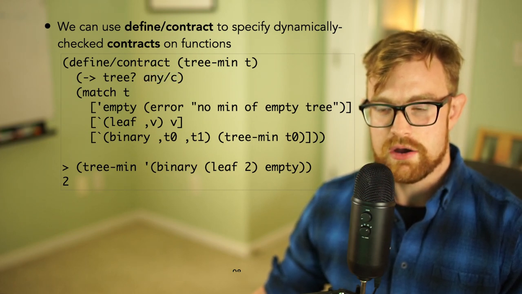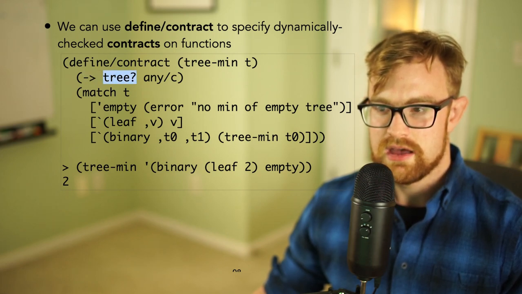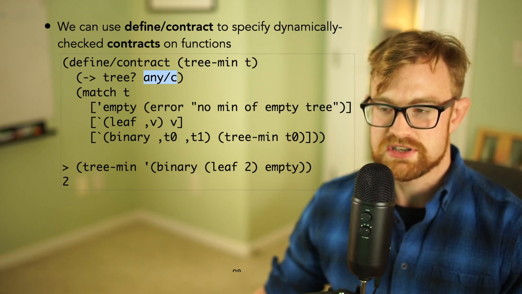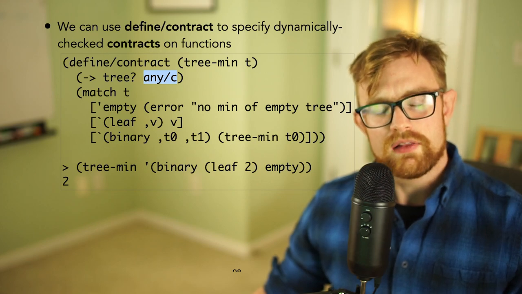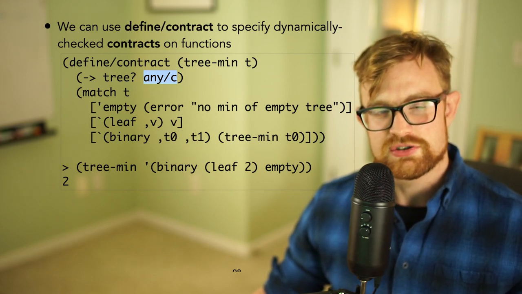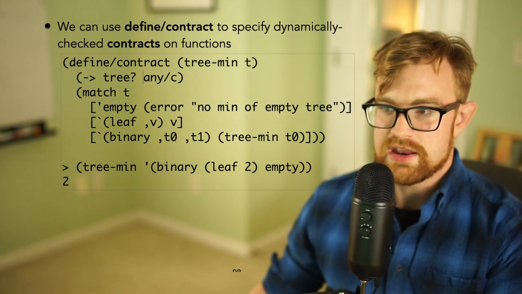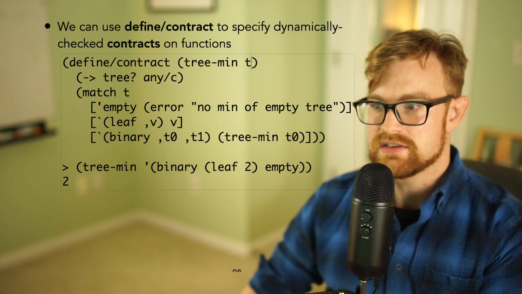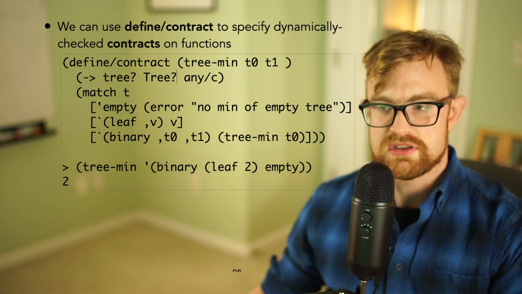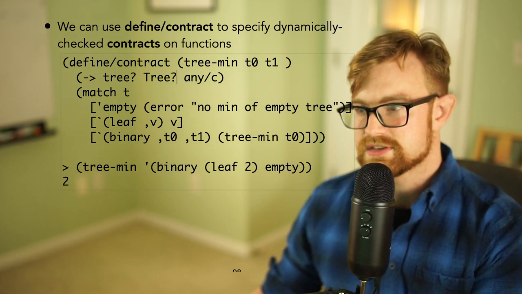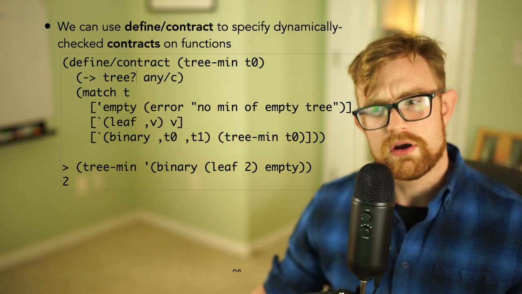Note, I use this arrow constructor here to say I've got a function that accepts one argument, tree-ha, and then returns an any/c, which is just how you say a contract that matches any value. I'll let you dig into the Racket define/contract form a little more on your own if you're seriously interested in using it. If you have multi-argument functions like t0 and t1, you could have multiple arguments to the contract right here, although in this case we're not going to do that. But you can see how this might work and how you might use this.